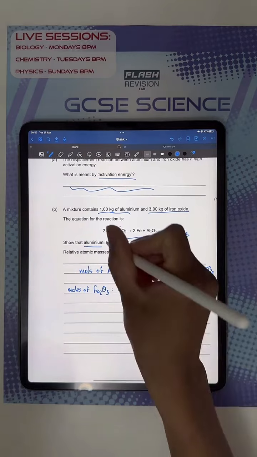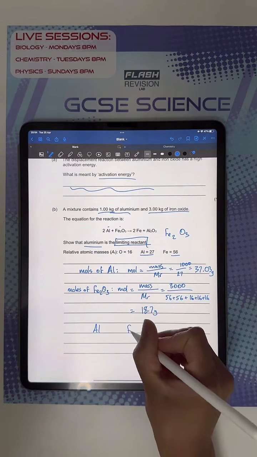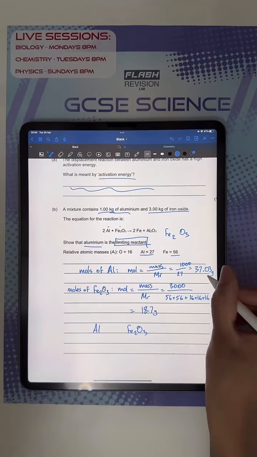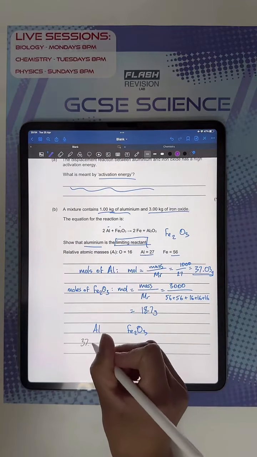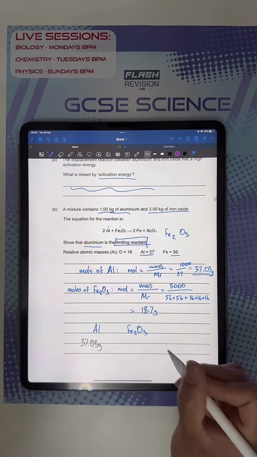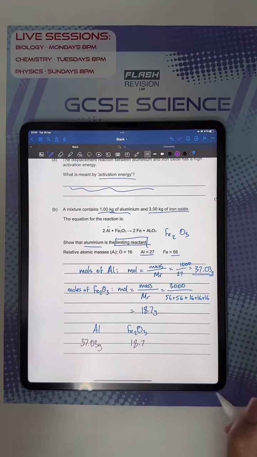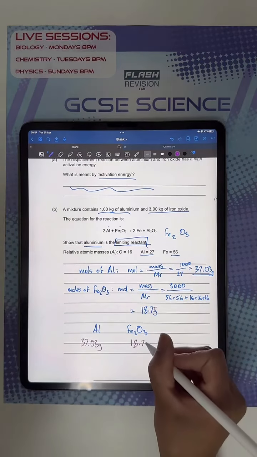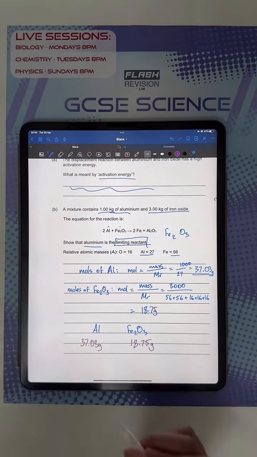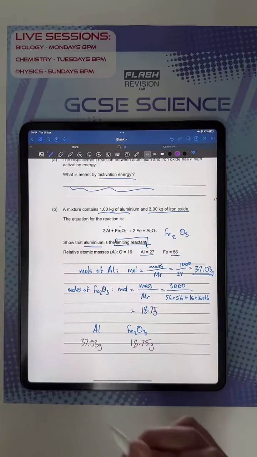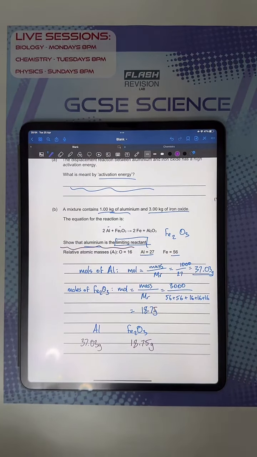Okay, so these are the two things we have. This is where it gets confusing to some people. So we've got aluminium and Fe2O3. We have 37.03 moles of aluminium, and we have 18.75 moles of iron oxide. So how does this show that aluminium is the limiting reactant? There's one more thing we need to do.